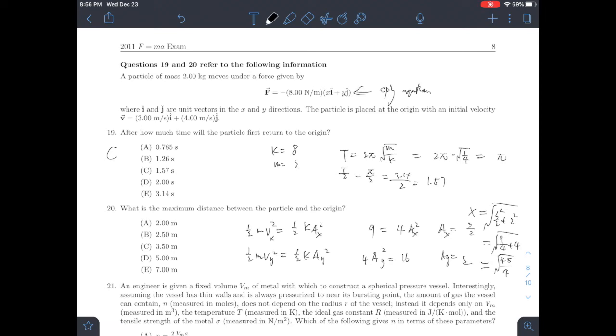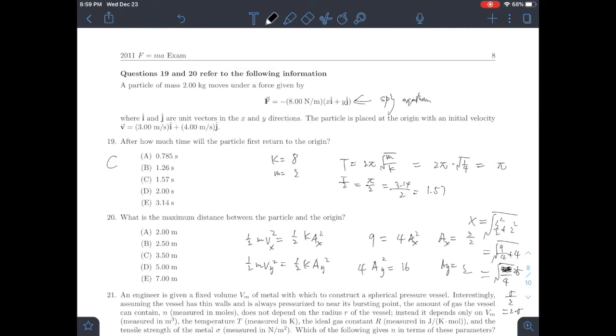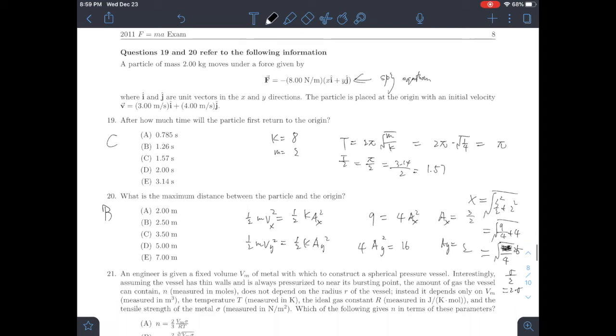So let's calculate that. Oh no, sorry, mix up. 9 over 4 plus 4 is not equal to 45 divided by 4, it is equal to 25 over 4. Okay, sorry, so let's fix that. It's not 45, it's equal to 25. So the answer will be the square root of 25 over 4, which is 5 over 2, which is 2.5. So the answer will be B.